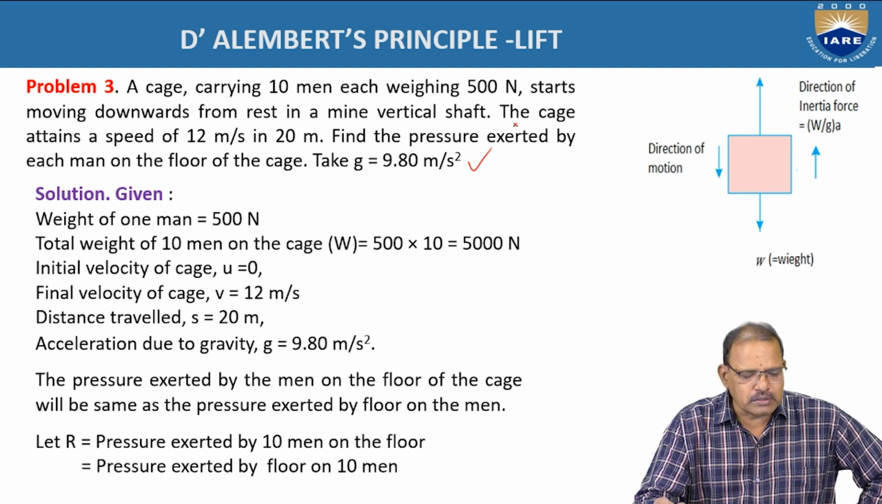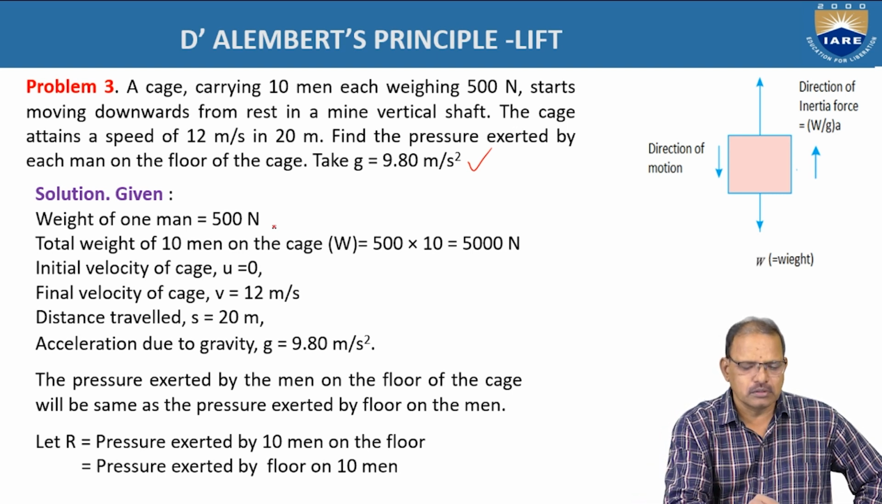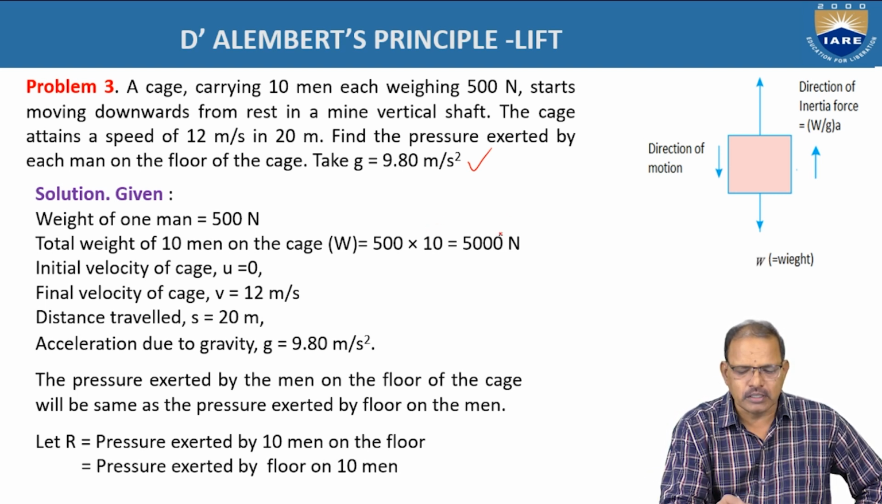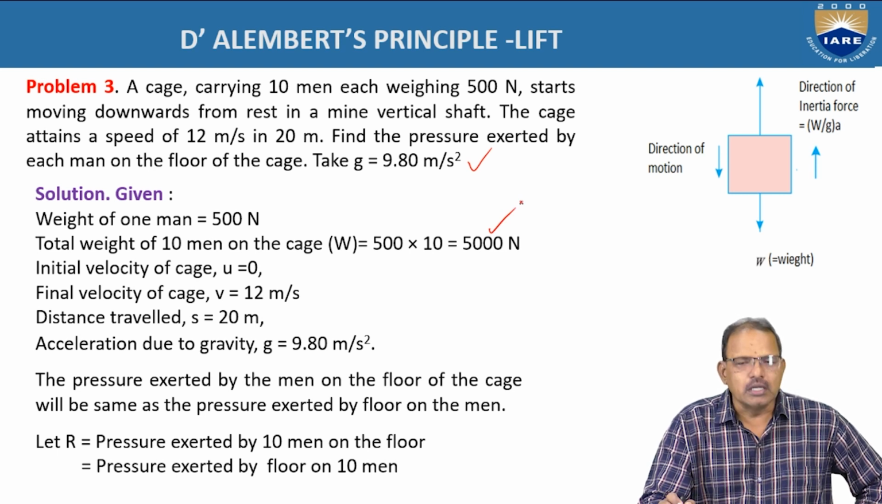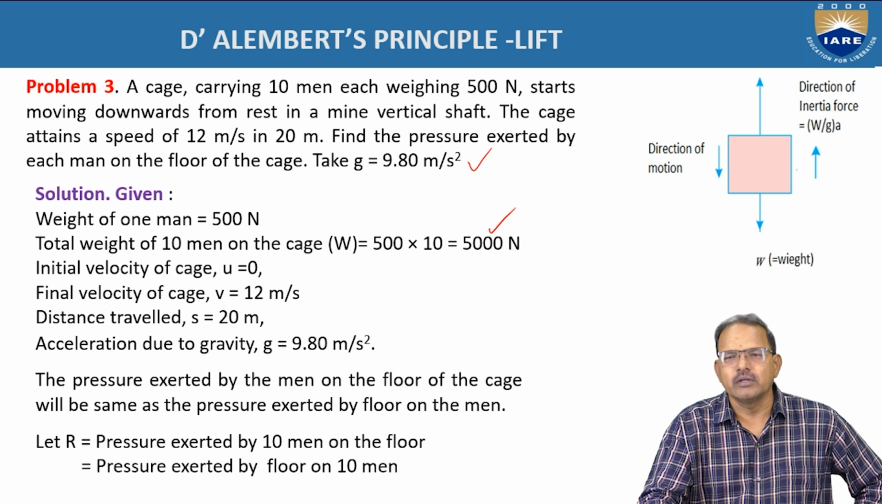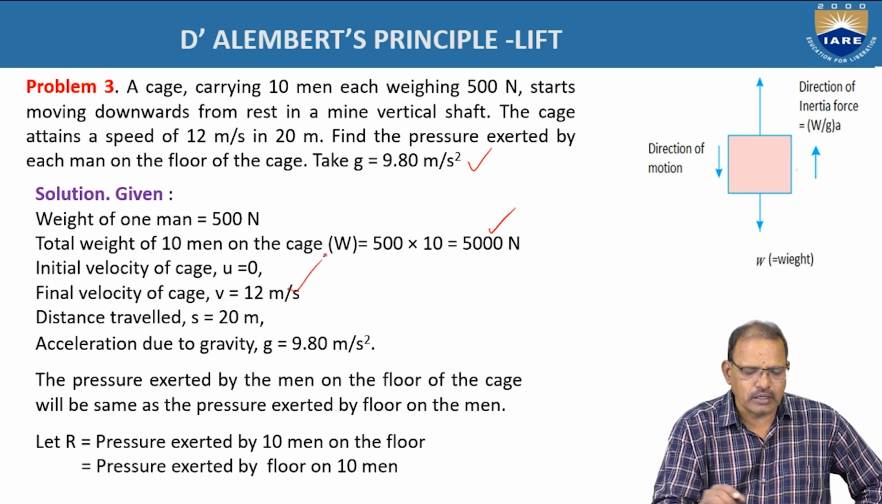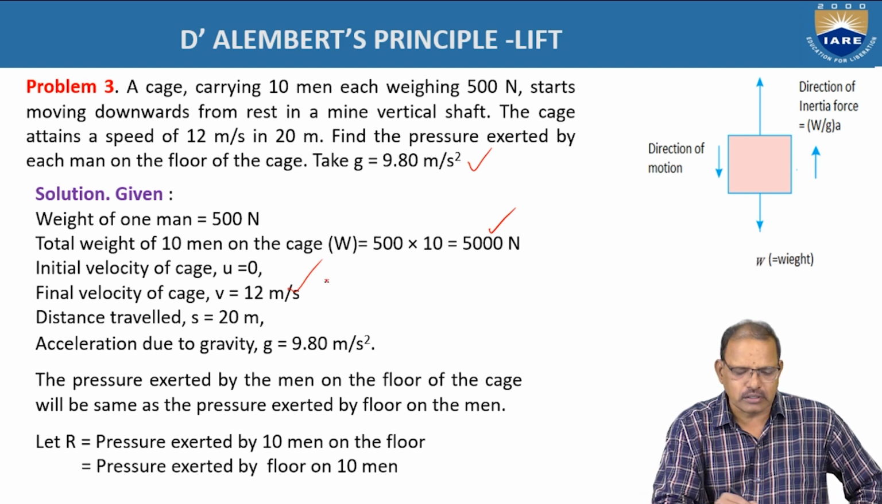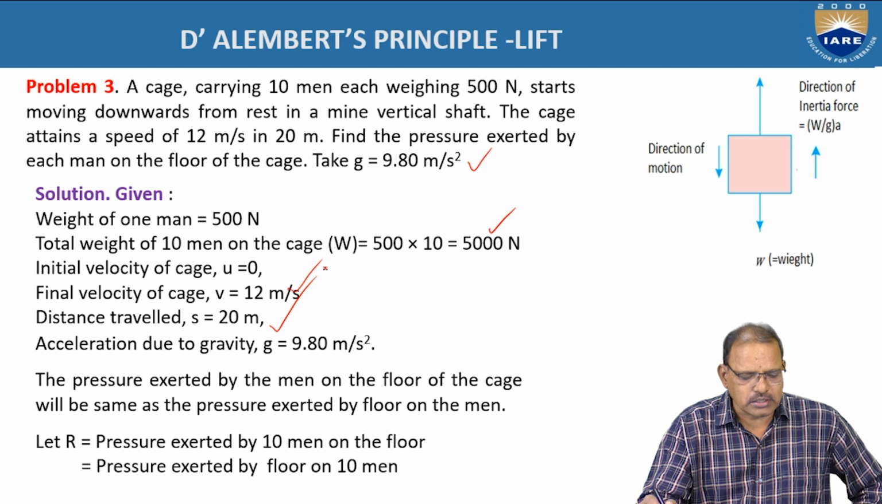The given data in the problem is the weight of one man is equal to 500 newtons, but total 10 men are now traveling in the cage. So the total weight is given by 500 multiplied by 10, it is equal to 5000 newtons. Initial velocity of the cage is equal to 0. It will attain a speed of 12 meters per second in 20 minutes. Hence we are taking final velocity is equal to 12 meters per second. The distance traveled is equal to 20 meters is given. Acceleration due to gravity is g is equal to 9.80.